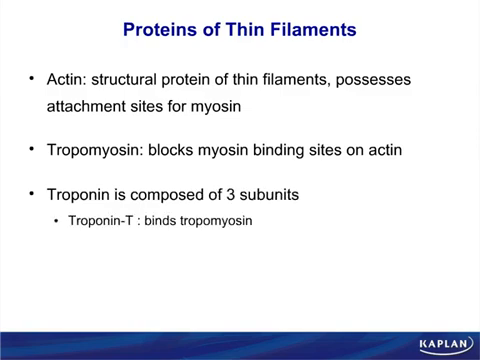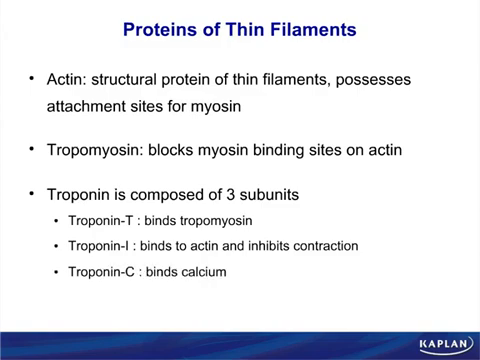The next protein is troponin. Technically, troponin is composed of three different subunits. Troponin T, which will bind to tropomyosin. Troponin I, which binds to actin and inhibits the contraction. And troponin C, which is the calcium binding component. So again, the major proteins involved here, two not listed, titin and myosin, but the ones of the thin filaments are actin, tropomyosin, and troponin. These are the key proteins involved in the function of skeletal muscle and things to look for on USMLE Step 1.